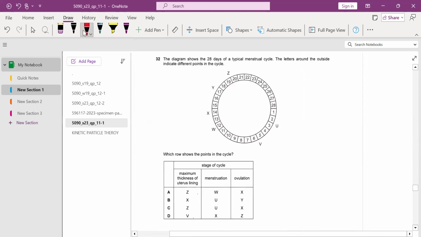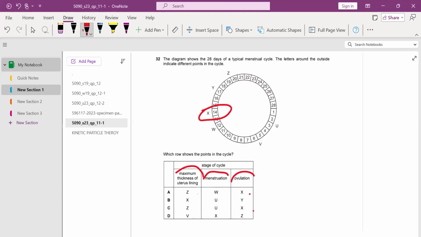Which row shows the point in the cycle: maximum thickness, menstruation, and ovulation? So firstly, we can easily identify ovulation. We know that ovulation occurs on almost day 14, so it would be X. For X, we have two options, one is A and the second is C.